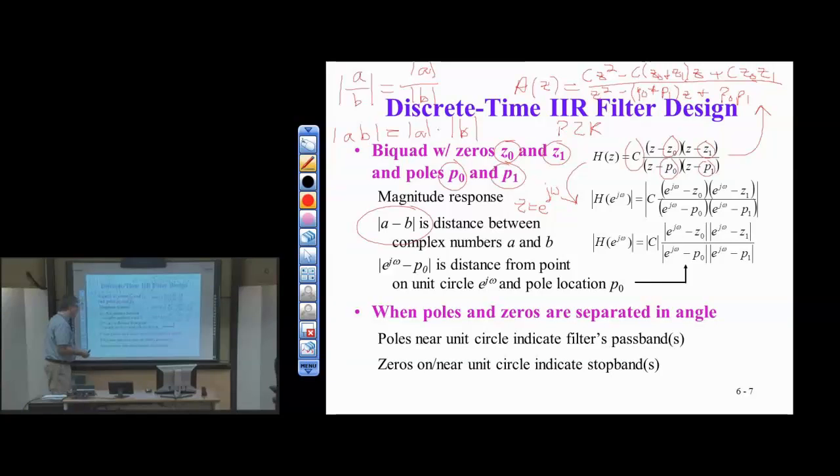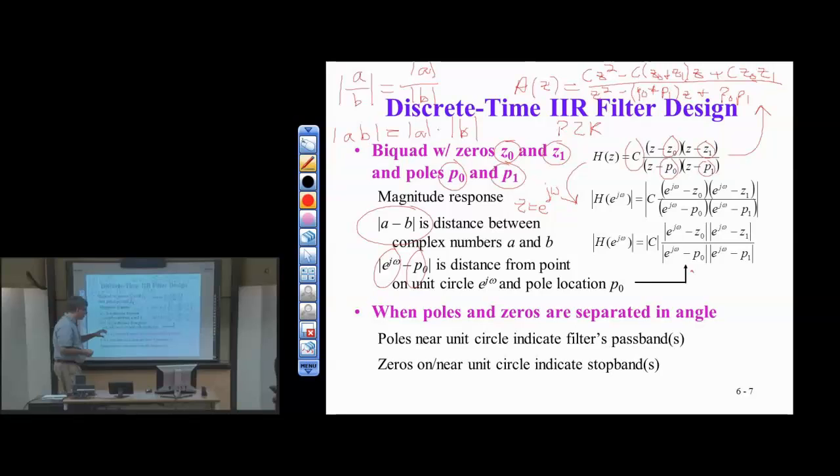Now, what's interesting is that the 2 complex numbers have significance for us in terms of frequencies. We have the one term e to the j omega, which is where I am on the unit circle, and omega is my frequency in radians per sample, and p naught is the pole location, and so the distance between where I am on the unit circle and the pole location influences dramatically the magnitude response. If this distance is really small, that is to say the pole is really close to the unit circle, this distance that's very small, since it's in the denominator, means that it has a very large increase in the magnitude response as a result.